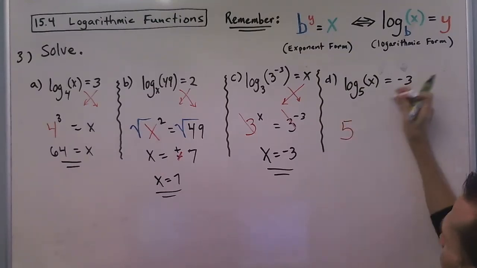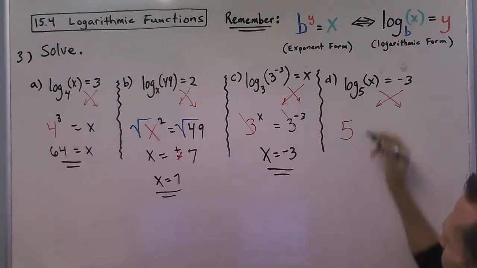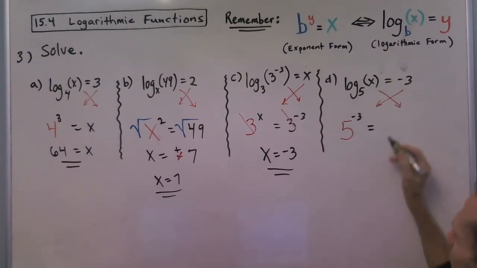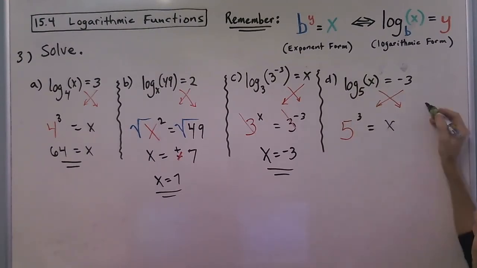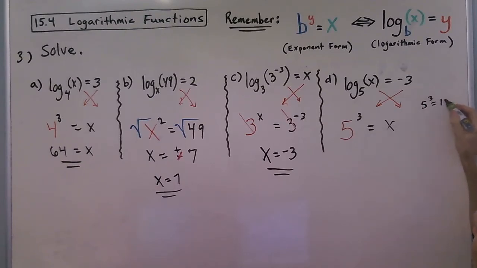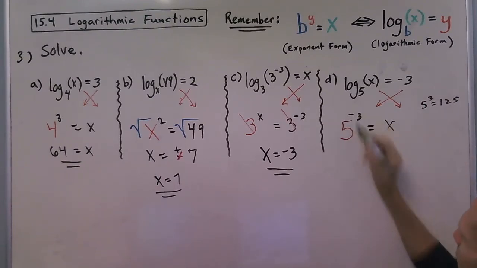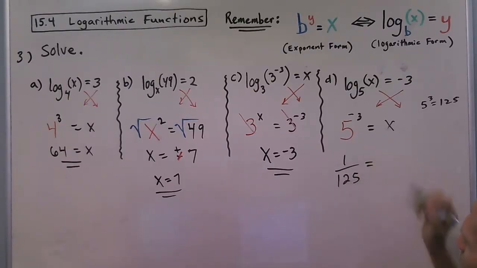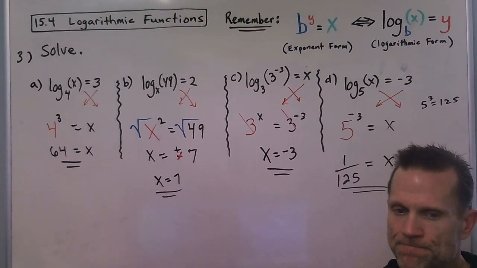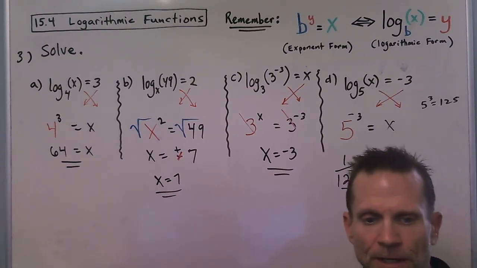Then we're going to move this over and this over, so I get 5 to the negative third equals x. And what I like to tell students on this is to think about what you do with 5 to the third. Well, we know 5 to the third equals 125. So when it's 5 to the negative third, what we get is 1 over 125, because that negative exponent rule is going to cause it to go to the bottom of a fraction. All right, that's some solving.